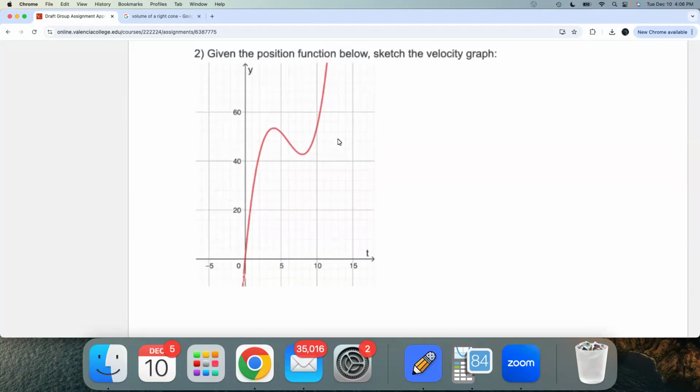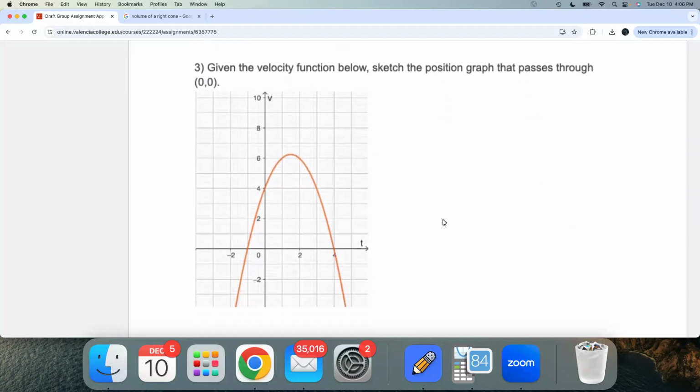Another way to think about these is when you're graphing a polynomial, derivatives always have one hump less than the original function. You lose a hump every time you take a derivative. This is a cubic function. It has two humps. So its derivative is going to be a quadratic. It's only going to have one hump or valley.